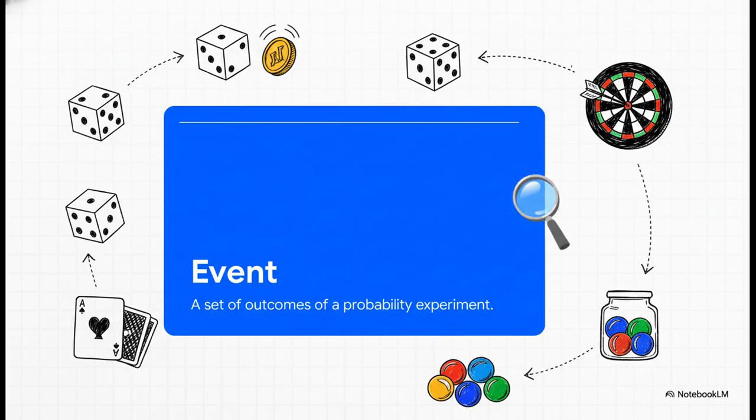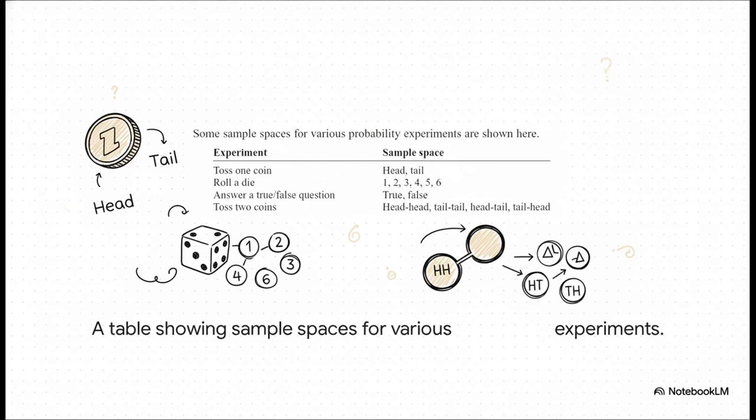And an event is just the specific thing we're interested in. Out of all the things in our sample space, the event is the outcome, or maybe group of outcomes, that we're actually rooting for. This slide shows it perfectly. Look, for a coin toss, the sample space is simple. Heads, tails. That's it. Nothing else can happen. For rolling a standard 6-sided die, it's every number from 1 through 6. Having this complete list is our foundation for everything else.